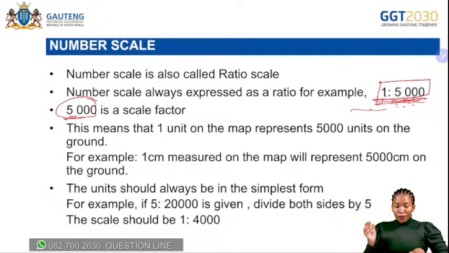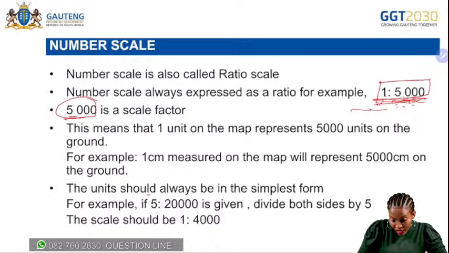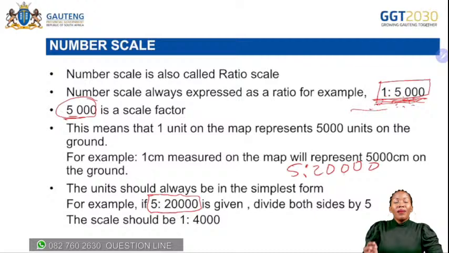If, for an example, you are given a scale or you are doing calculations and then your scale is 5 is to 20,000. Let me write it here. This 5 is to 20,000. This scale must still be simplified and it must be written to its unit form. So how do we simplify this? The lowest common factor here is 5.